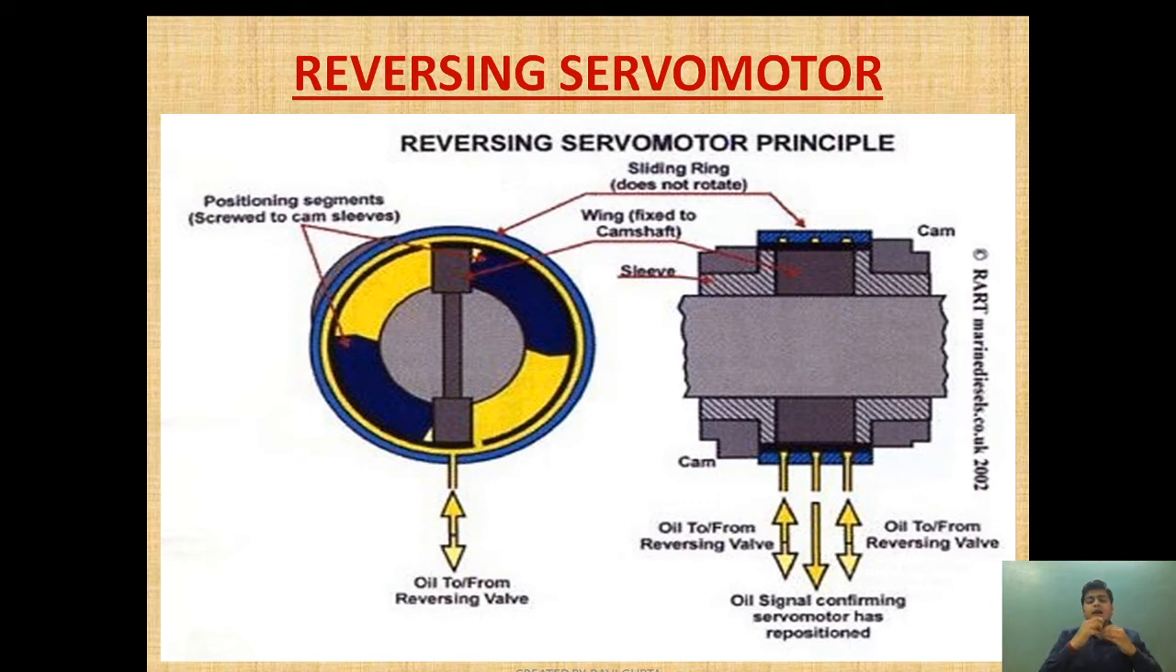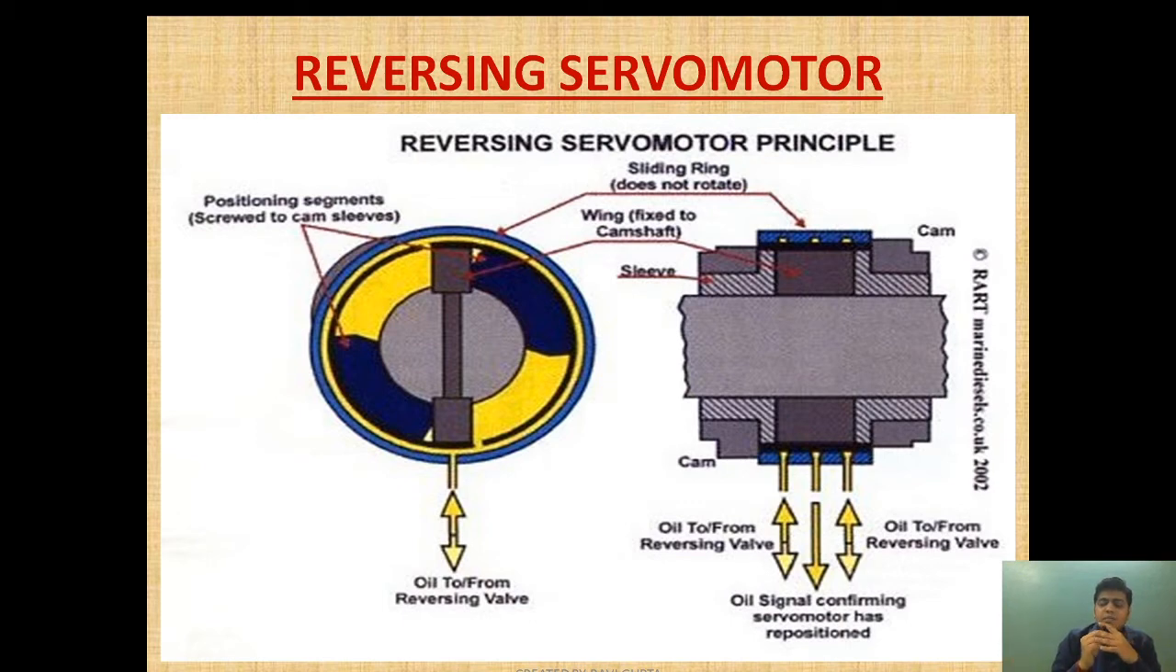Okay. Now, you can see the oil entrance points here. So basically there are 3 points. One is for ahead motion, meaning oil will go here and will rotate in the ahead direction. One point of entrance is for astern. And this third point is the oil signal, which is confirming that the reversing servo motor has been repositioned correctly, and the signal will go and will actuate the reversing servo motor interlock. That is, the reversing servo motor interlock is now getting deactivated because reversing has been completed.